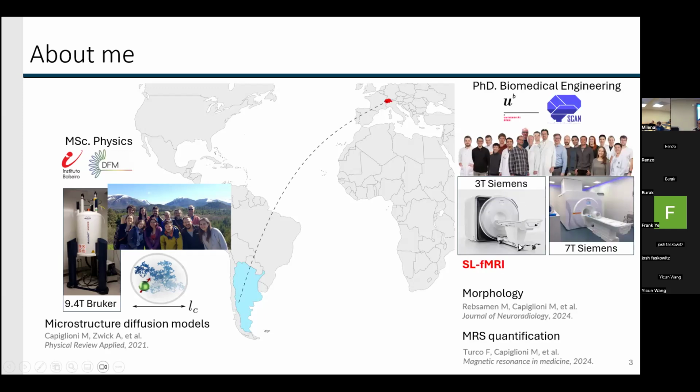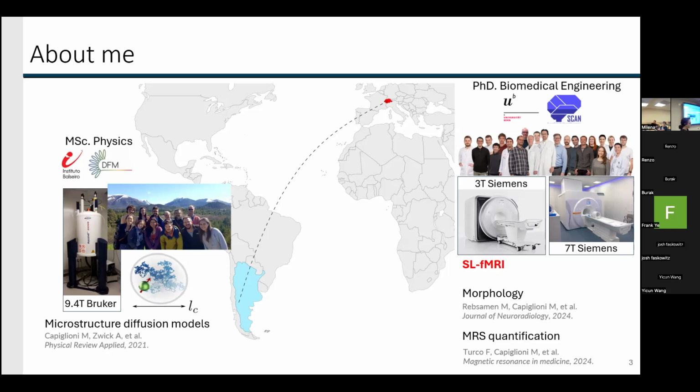There you go. Where I did my PhD at the Support Center for Advanced Neuroimaging. That's where I'm still at. That's within the neuroradiology department of the University Hospital in Bern. And there we have 7 whole body scanners, but only the Prisma 3T and the Terra 7T are dedicated purely to research. So that's where I'm mostly at.